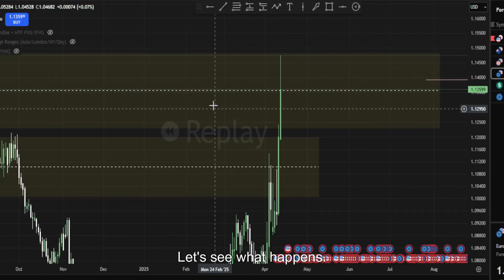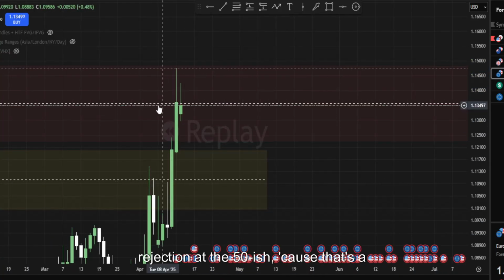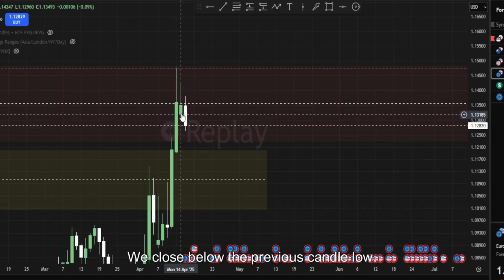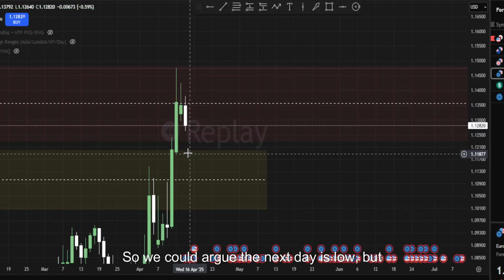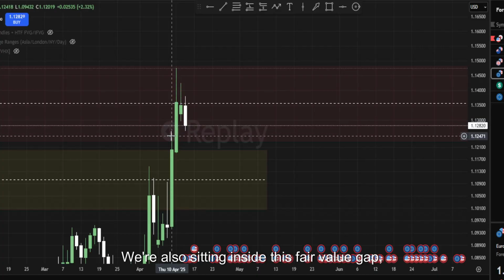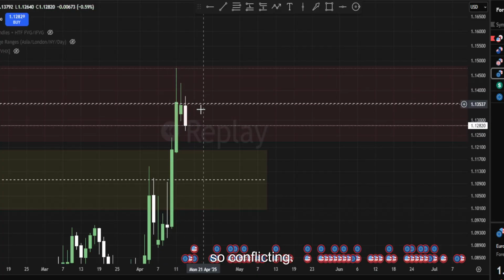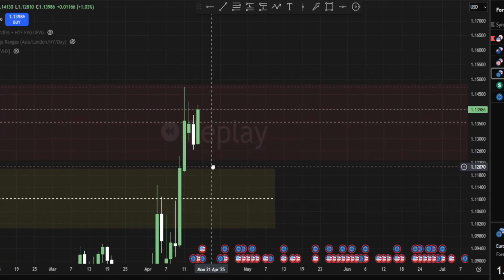Let's see what happens. This should be red. Rejection at the 50-ish, because that's a weird range back there. Now we're low. We close below the previous candle low, so we could argue the next day is bearish. But we're also sitting inside this fair value gap, which is bullish, so conflicting. And the fair value gap won out.